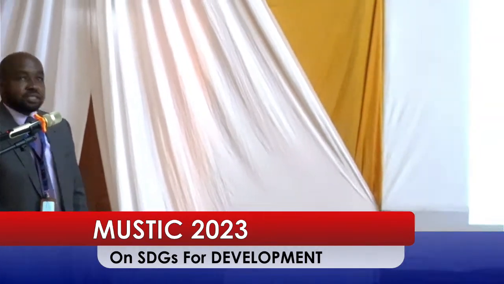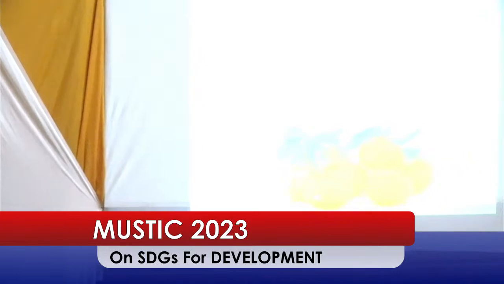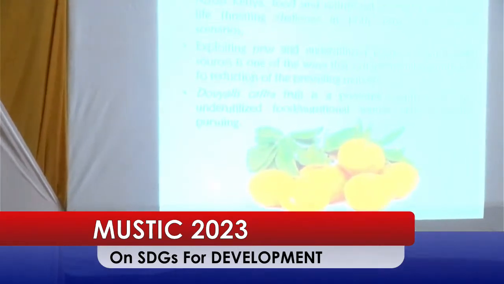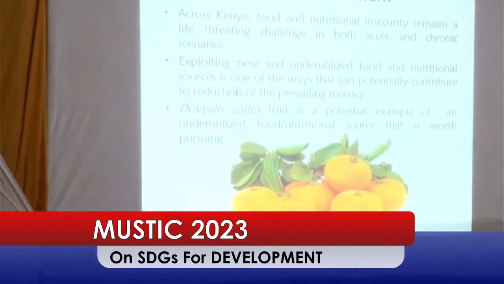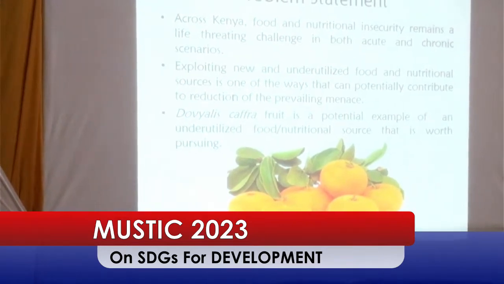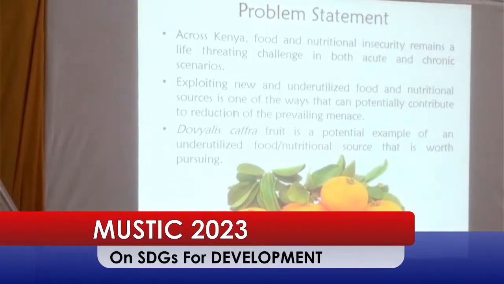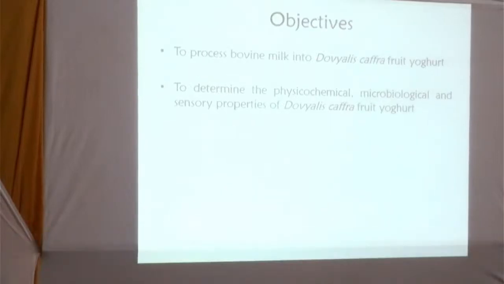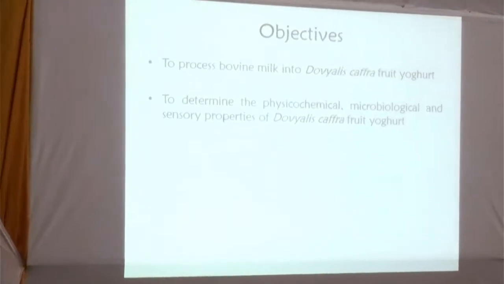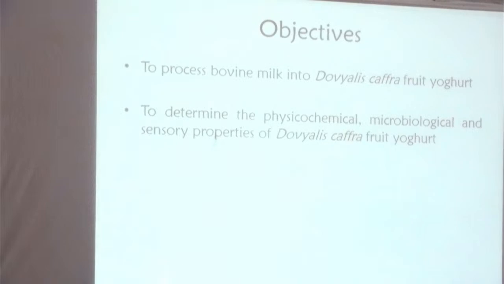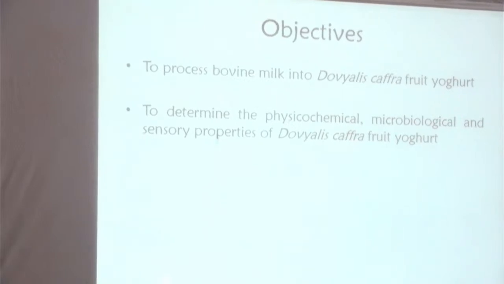Across Kenya, food and nutrition insecurity remains a big issue, with both acute and chronic scenarios. Exploiting new and underutilized food and nutritional sources is one of the ways to combat that, and it contributes to reduction of the prevailing problem of food insecurity. So Dovialis cafra has the potential of being utilized. The objectives were to process bovine milk into Dovialis cafra fruit yogurt, and then to determine the physicochemical, microbiological and sensorial properties of that fruit yogurt.